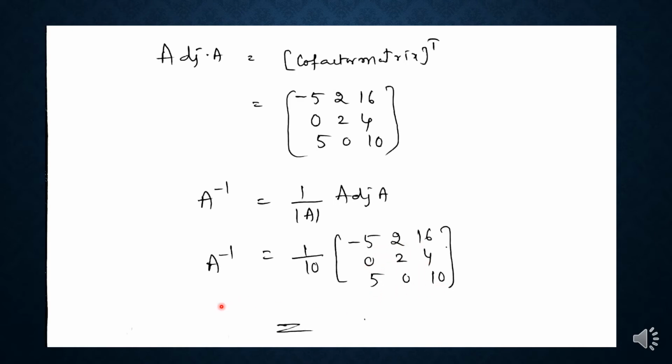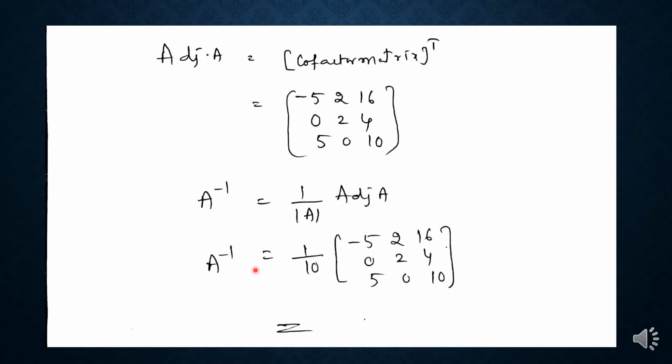0, 10. Or we can write like this also, by dividing each element by 10. We'll get minus 5 by 10, 2 by 10, 16 by 10, 0 by 10, 0, 2 by 10, 4 by 10, 5 by 10, 0, 10 by 10. So we can write like that also, or we can keep A inverse is equal to 1 by 10 into minus 5, 2, 16, 0, 2, 4, 5, 0, 10. This is also a square matrix. Thus we can find the inverse of a matrix.